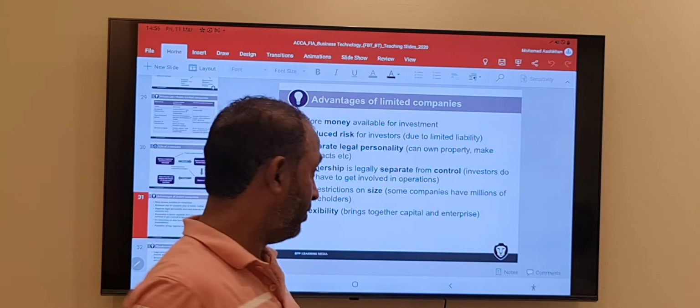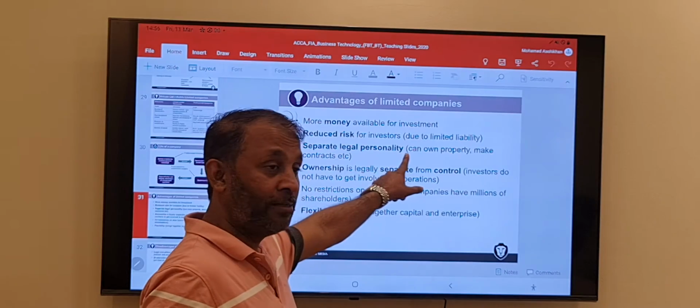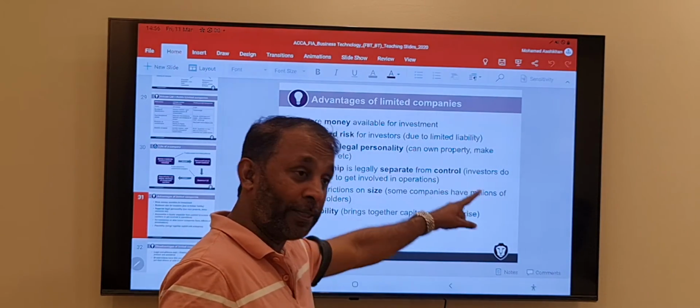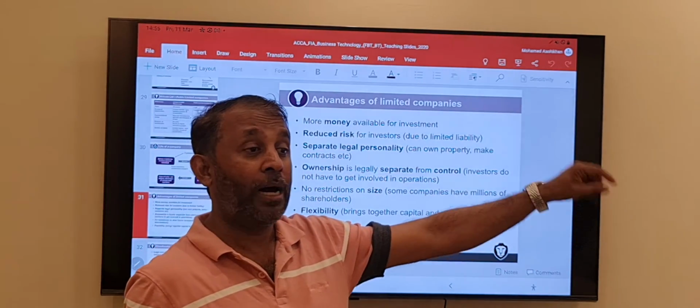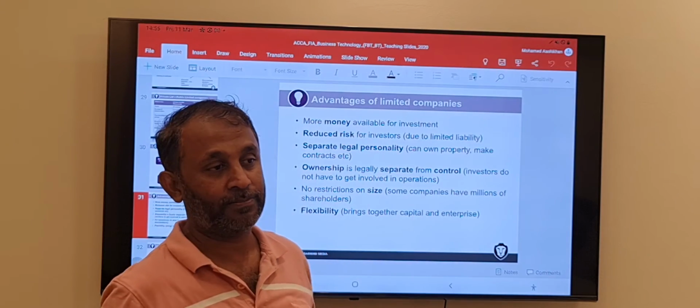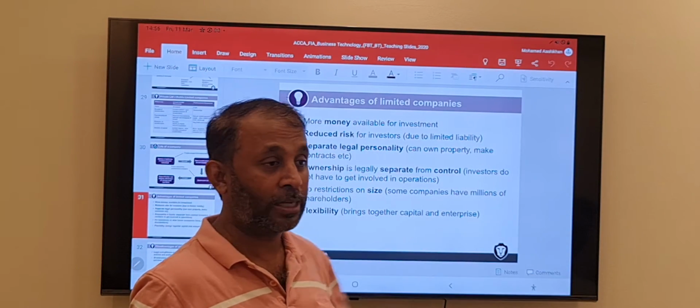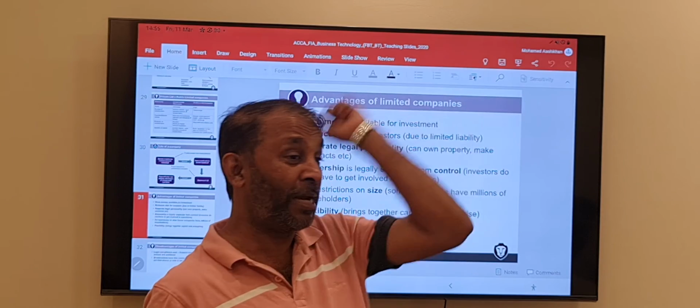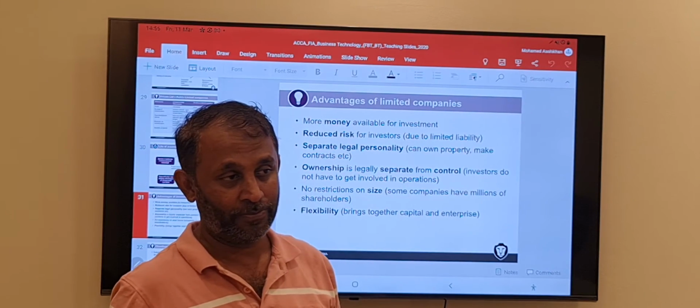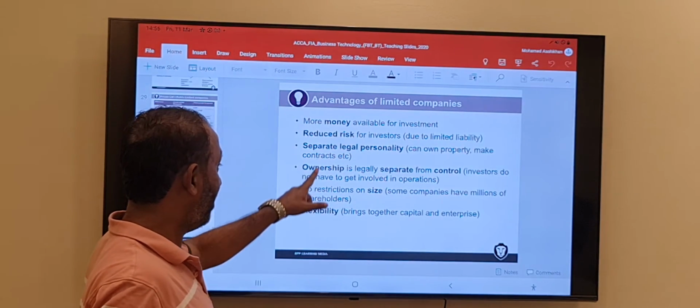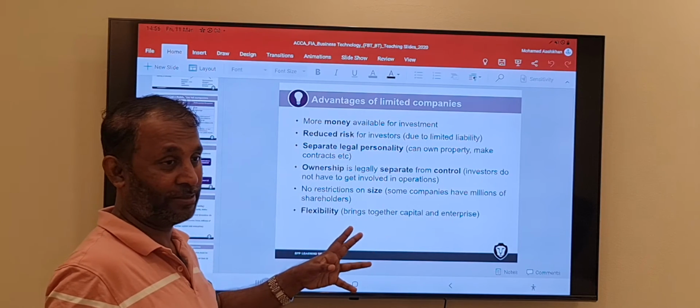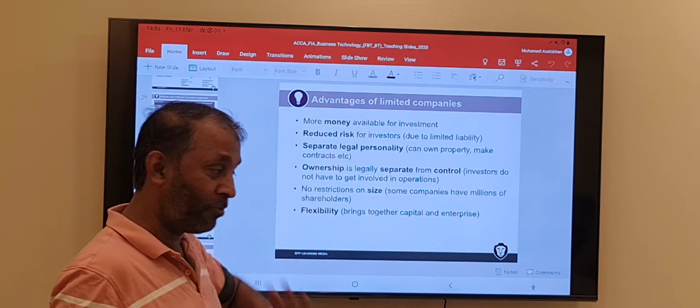Clear? So that is the separate legal personality. The company can own property. You can purchase land from Ashik Khan Hopper's Corners Private Limited. You can sign a deed. You can sign an agreement. Everything can be done in the company's name. But with a sole trader, you can't do that. Everything is only in the owner's name.